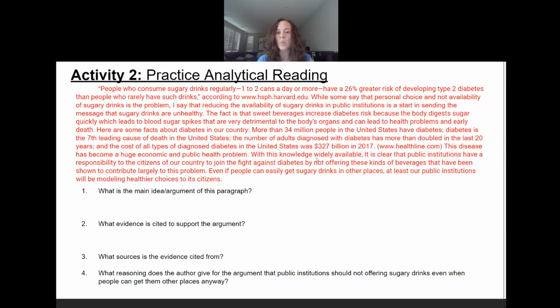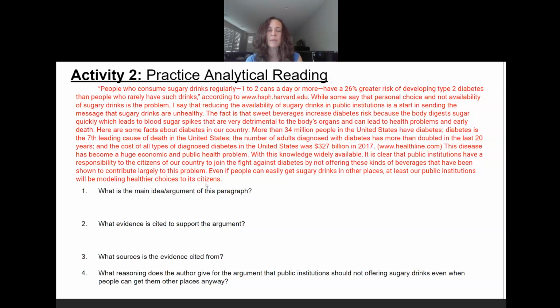With this knowledge widely available, it is clear that public institutions have a responsibility to the citizens of our country to join the fight against diabetes by not offering these kinds of beverages that have been shown to contribute largely to this problem. Even if people can easily get sugary drinks in other places, at least our public institutions will be modeling healthier choices to its citizens.